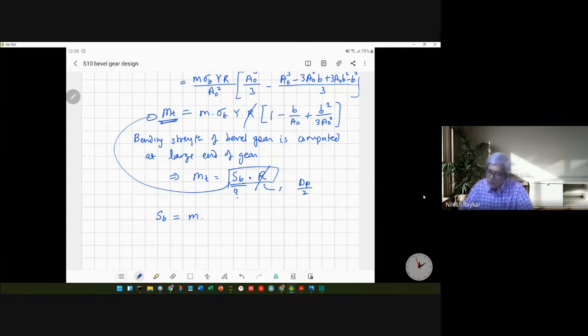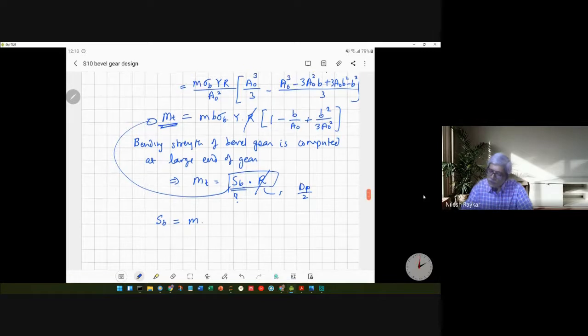I think I forgot here. There is a b value here. The b is taken out from these inner expressions, so there is a b value coming here. So if you're noting down, just insert b there, into sigma b into y in the bracket 1 minus b by a naught plus b square by 3 a naught square.